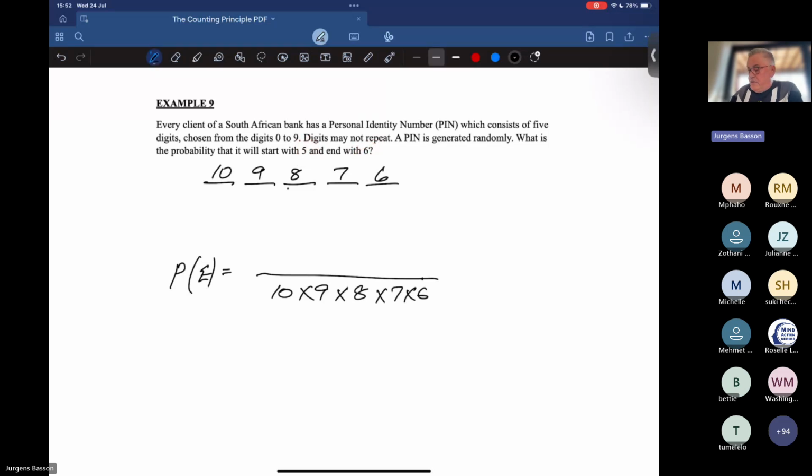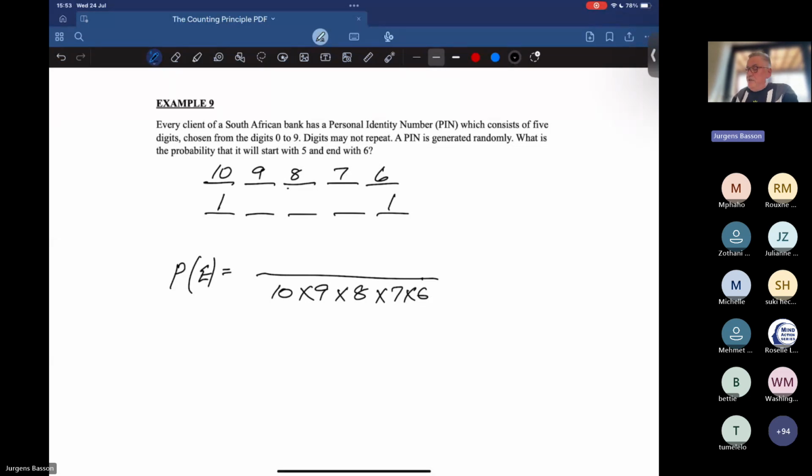So let's draw the lines. 1, 2, 3, 4, 5. The first one must be a 5. So I hope you all agree it's 1. There is only one 5. They can't repeat. I can't use it again. That must be 5, the first position. The last position must be 6. There's only one of them.